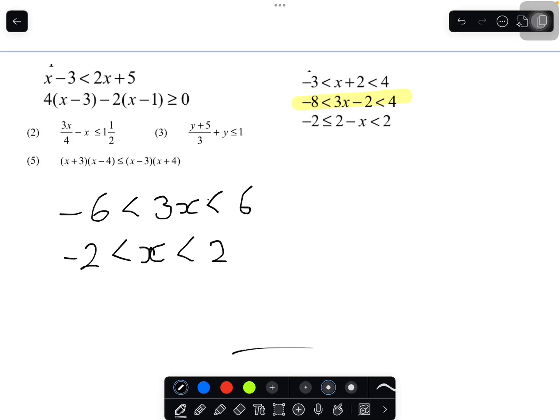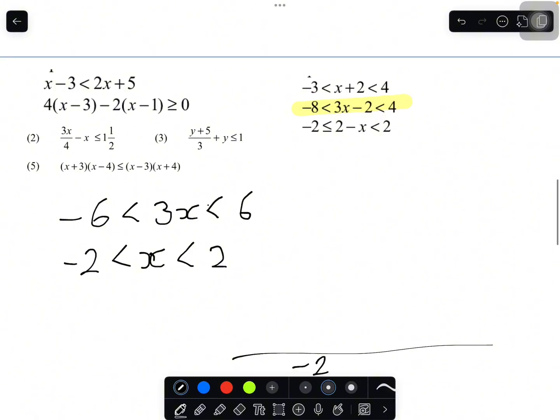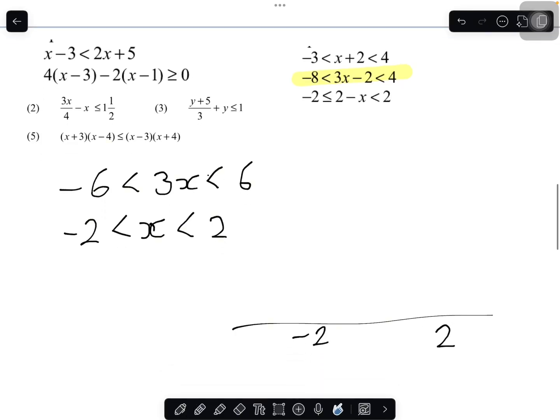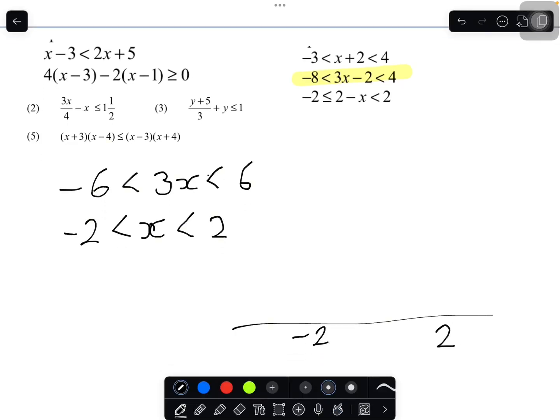Okay, now let's go on to our number line. It's okay if you don't see the number line straight away. We're going to use a type of thinking to get it. So we're going to have our negative 2 and our 2, because those are our critical values, our key values. We're going to put a circle here, because it doesn't say including.